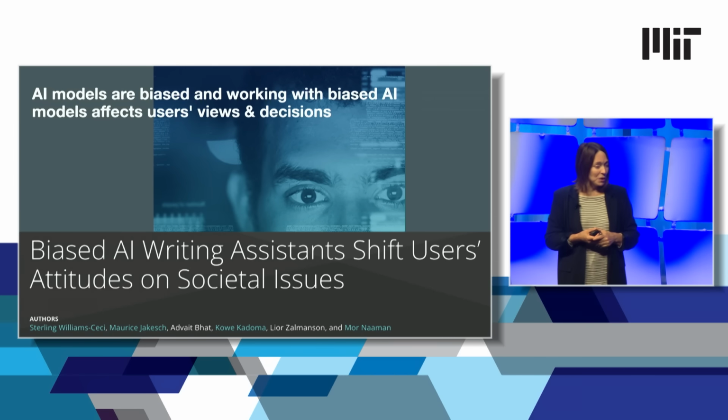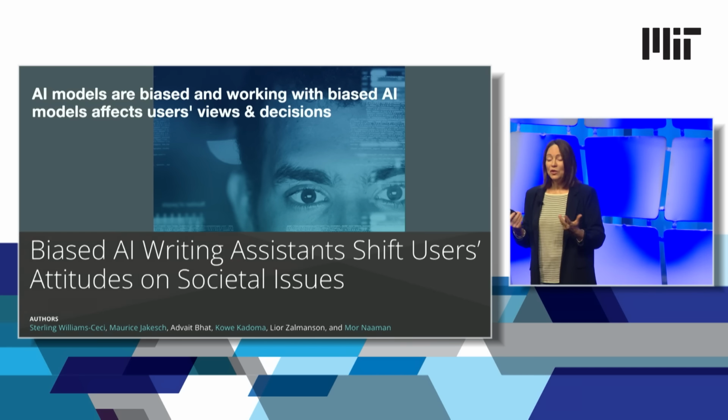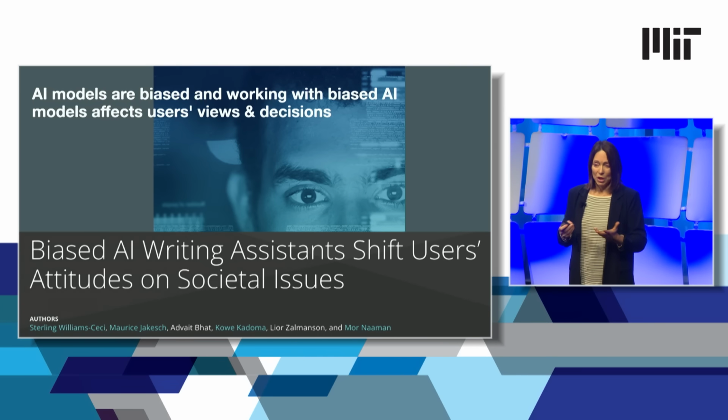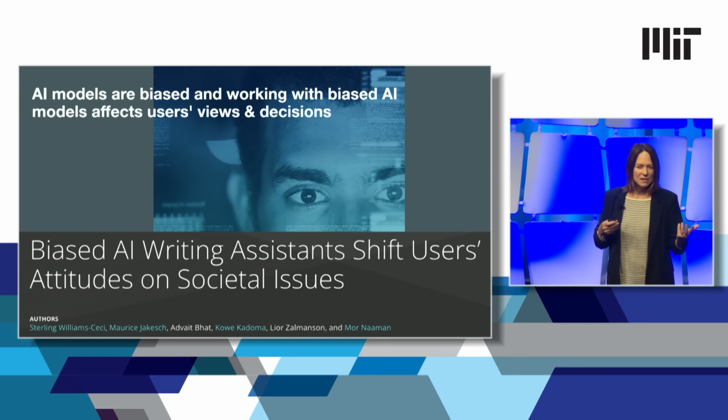We all know that AI models are biased, and it turns out that working with an AI model that is biased affects your views and your decisions. A colleague of mine at Cornell, Mor Naaman, did a study where he just had people use a text editor with an AI assistant to write essays about climate change, and he gave people different AI models that were slightly biased in different ways, believing in climate change or not, or climate change being human-created, etc. And he saw that these biases were reflected in the essays that people wrote.